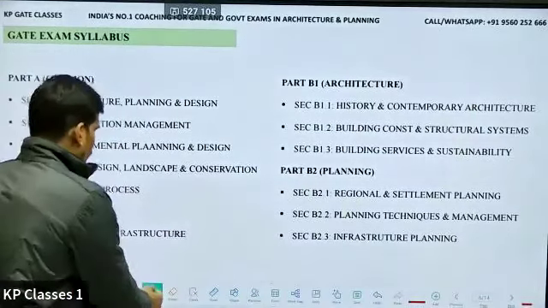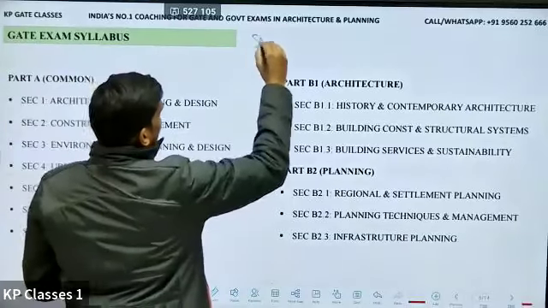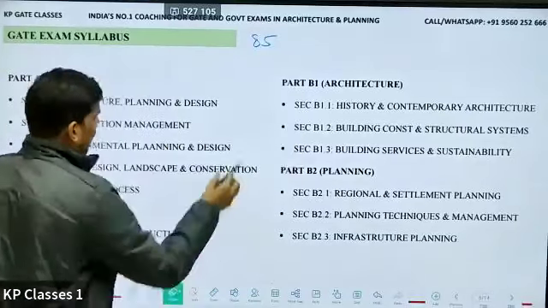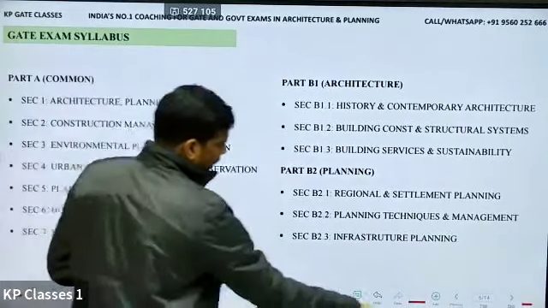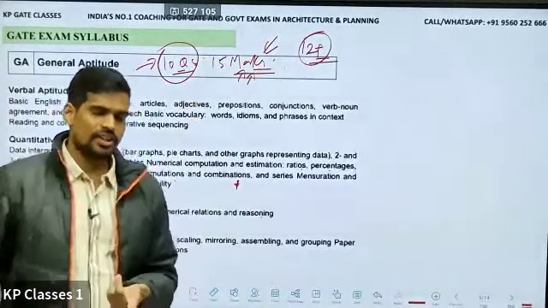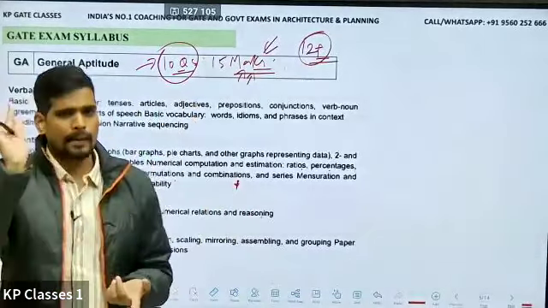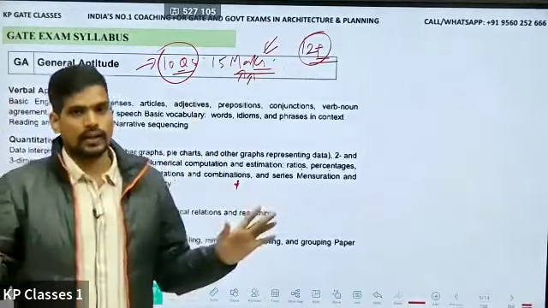Now moving on to the core topics. Because general aptitude is 15 marks, the core topics will have a total weightage of 85 marks. So basically the general aptitude part is the same for all the people, not only architecture, even mechanical engineering, civil engineering, any GATE paper. The general aptitude syllabus and the level of question is the same for everyone.